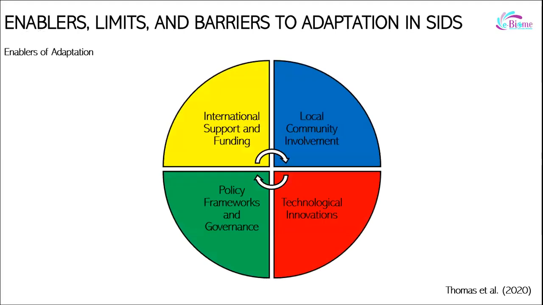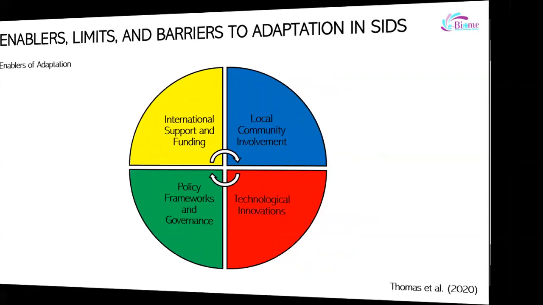It's important to note that when you speak about enablers, we're referring to factors or conditions that facilitate or support the implementation of adaptation strategies in cities. They contribute positively to the adaptation process, making it more effective and sustainable. Some enablers of adaptation in cities include local community involvement, technological innovations, policy frameworks and governance, and international support and funding.